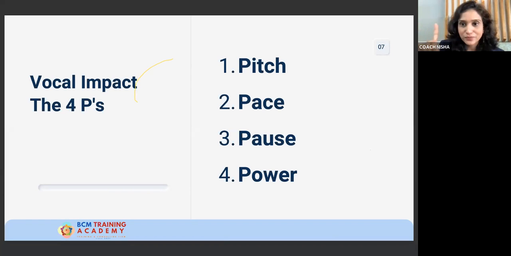So there are 4 P's. 1, pitch. Pitch is the voice, volume. Okay. So there could be a low pitch, medium pitch, high pitch. So don't prefer the low pitch. Use the medium pitch. Okay. So that you are audible enough. Audible enough. Okay. Second is pace.